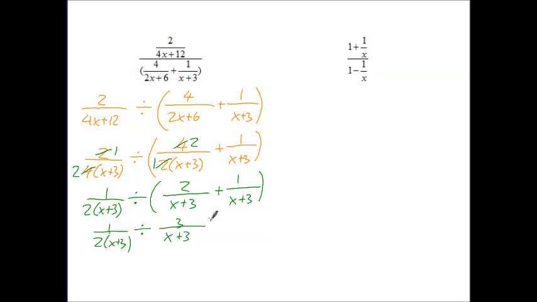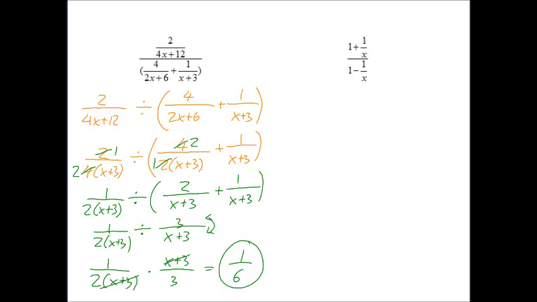And now we're going to go ahead and do our keep change flip. 1 over 2 times x plus 3 times x plus 3 over 3. And now we can even simplify more. The x plus 3 gets simplified, and all we're really left with is 1 over 2 times 3, which is 6. Who would have thought that this is going to be the final answer of a very complex, get it? Complex fraction up here.